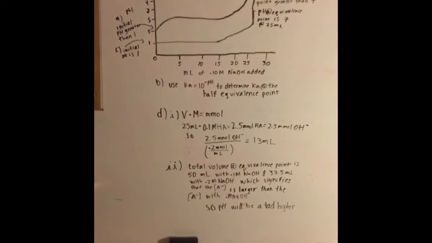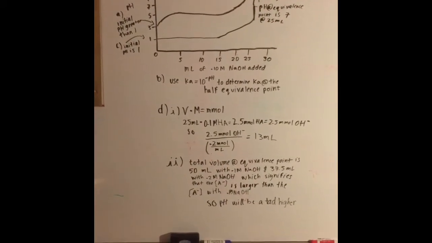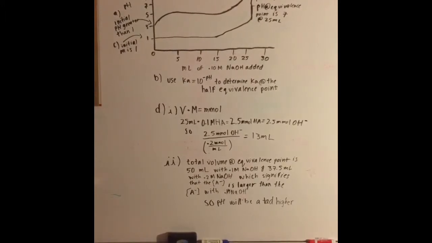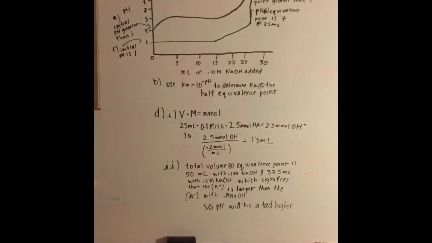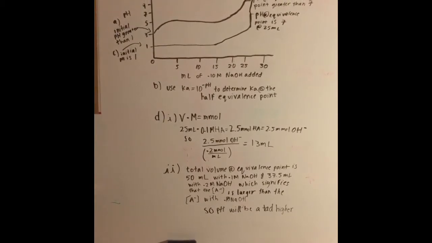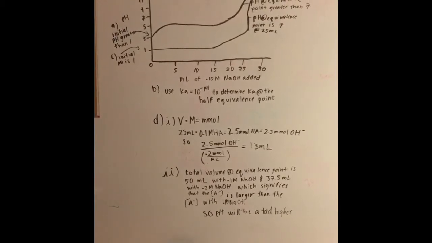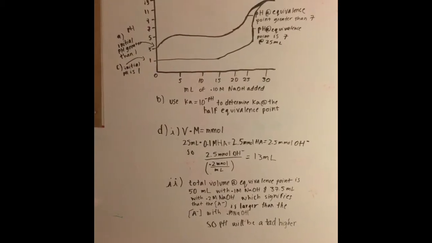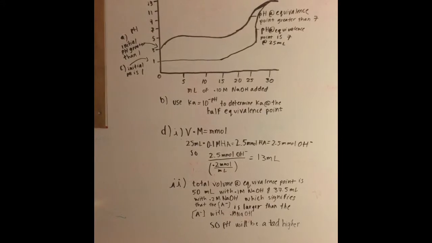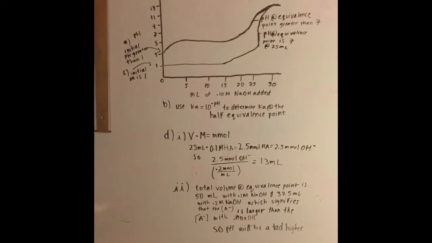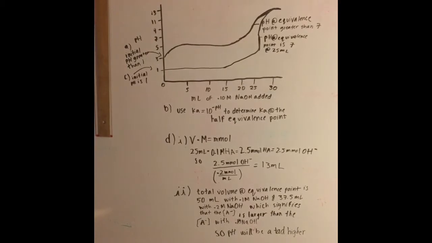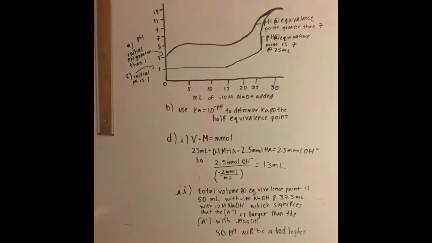Hello, so today we'll be doing AP problem number 9. It says that the graph below shows the result of the titration of a 25 milliliter sample of a 0.1 molarity solution of weak acid HA with strong base, 0.1 molarity NaOH. So I drew my graph there, and the first question, part A, asks, describe two features of the graph above that identify HA as a weak acid.